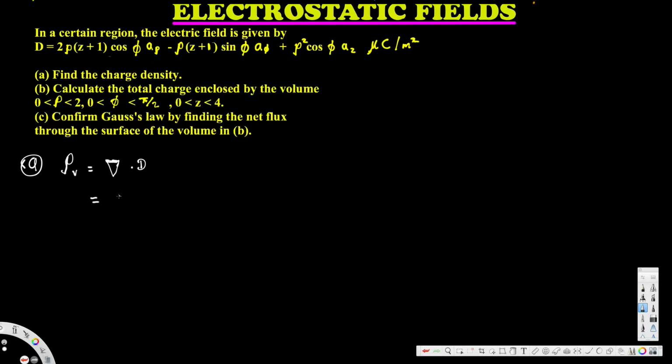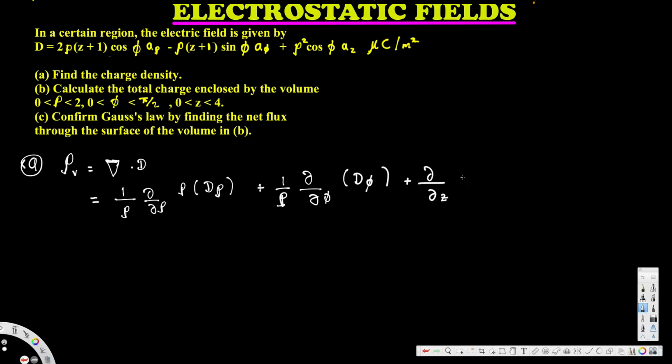So when we do the partial derivative with respect to rho, we have to multiply by 1 over rho, partial derivative with respect to rho of rho D rho, and then plus 1 over rho, partial derivative with respect to phi of D phi, plus partial derivative with respect to z of D z. Okay, now let's go ahead and plug in the values.